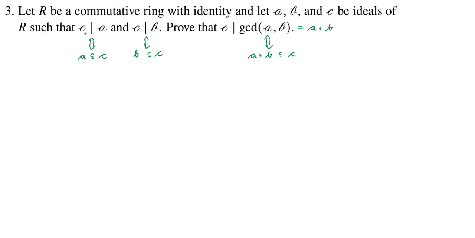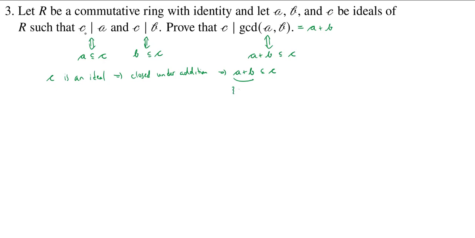We know that A is contained in C and B is contained in C, and C is an ideal. Right? But if you're an ideal, that means you are closed under addition. And so that implies that A plus B is contained in C, because what is A plus B?